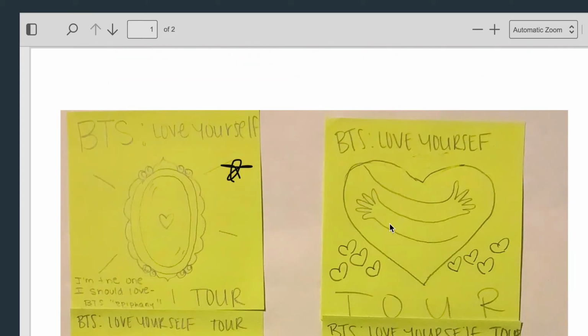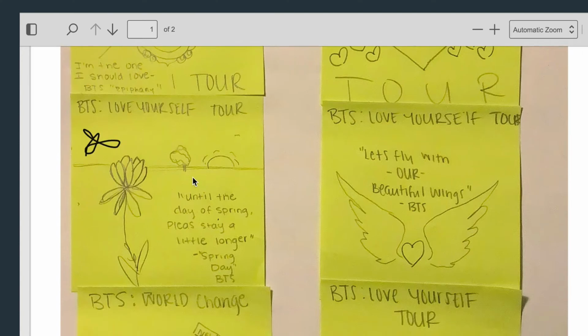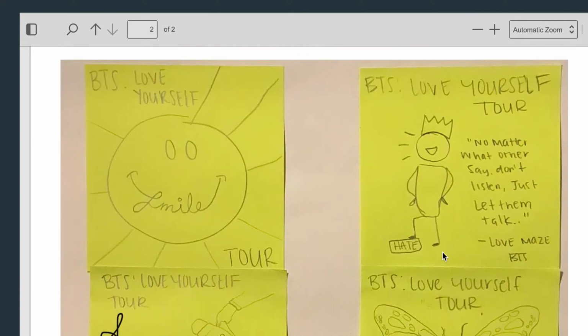Okay, so if this is love yourself, and this is a mirror, and it's a heart in it. Okay, so we got self. Yeah, okay, so this is good. Love yourself. What I'm missing here is self, and I guess love too. I see a flower. Here's love, but not self.